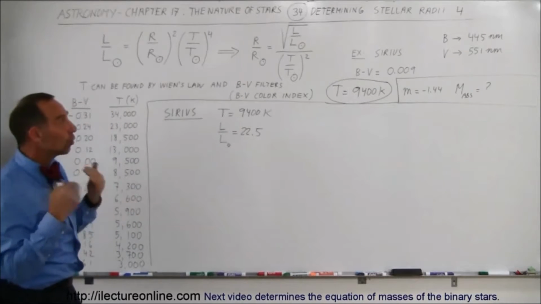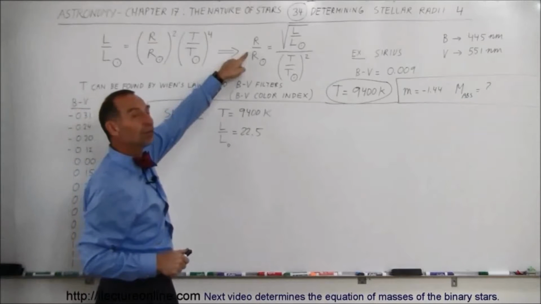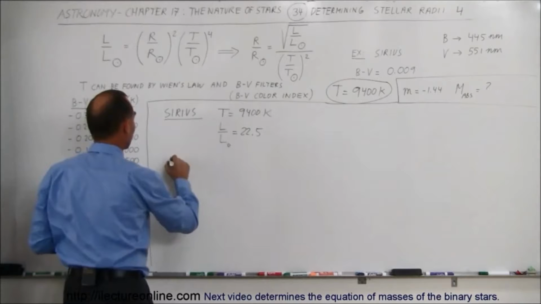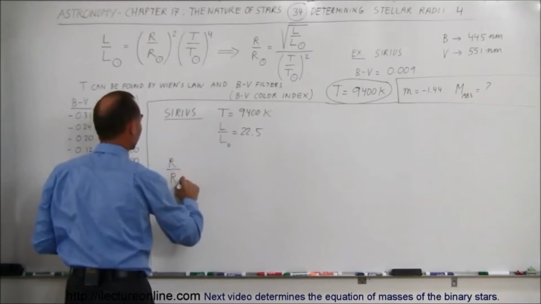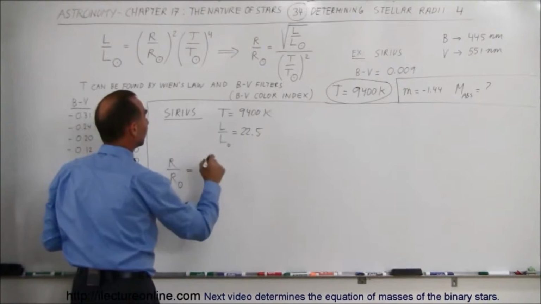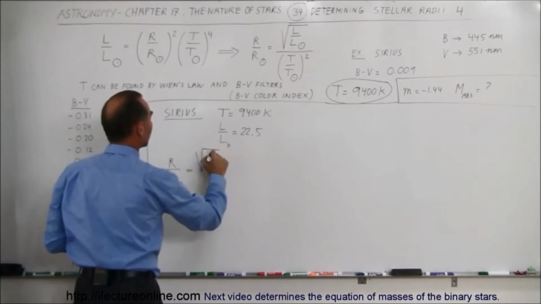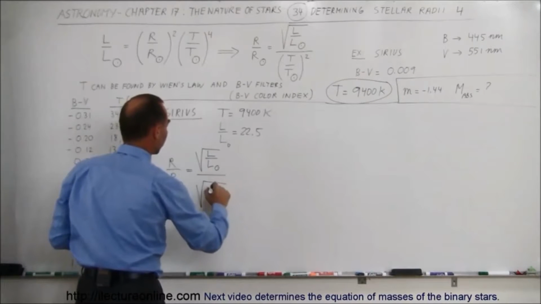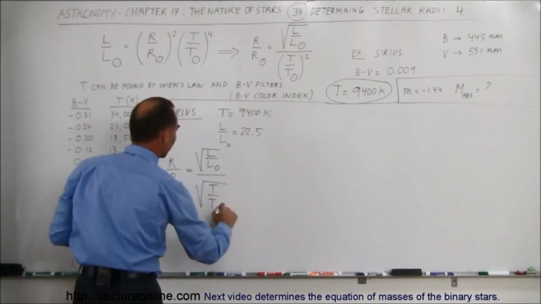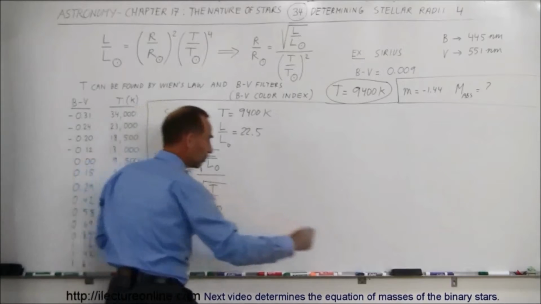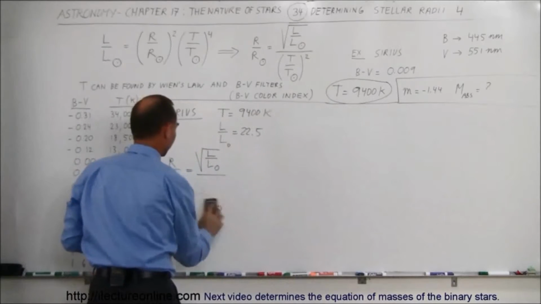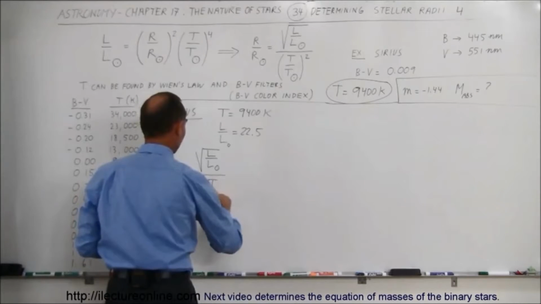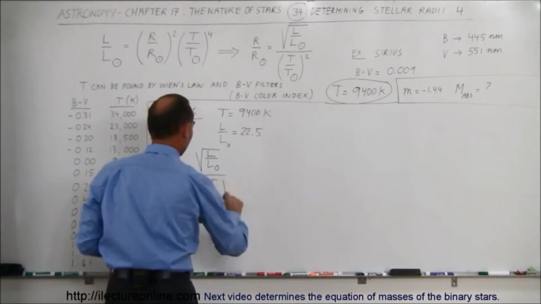And finally, we're going to use those two numbers to figure out the radius of Sirius compared to the radius of the Sun. So we can say that the radius of Sirius divided by the radius of the Sun, so in terms of the radius of the Sun, is equal to the square root of the luminosity of Sirius divided by the luminosity of the Sun, divided by the temperature of Sirius divided by the temperature of the Sun, quantity squared. So we take the quantity temperature of Sirius divided by temperature of the Sun, quantity squared.